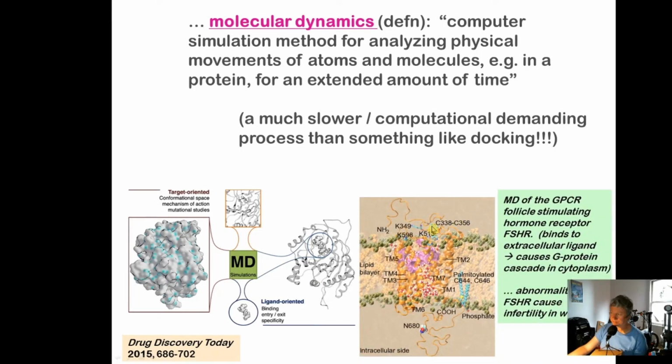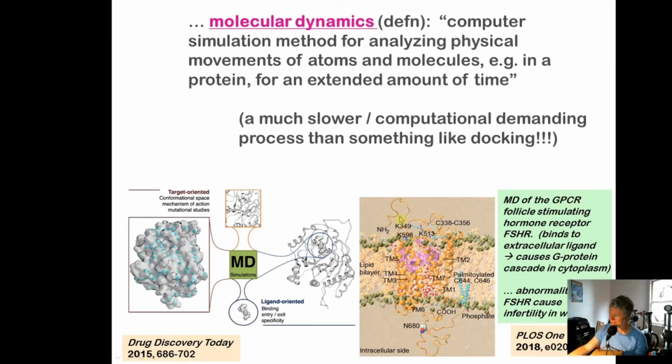Here's just another example. This is a protein called the follicle stimulating hormone receptor, FSHR. I have a paper, PLOS One 2018, and you can download this. PLOS One is an open access science journal, so everything on here you can freely download. This is a pretty cool example because it's a very complicated protein. It's one of these GPCRs, a G protein coupled receptor.